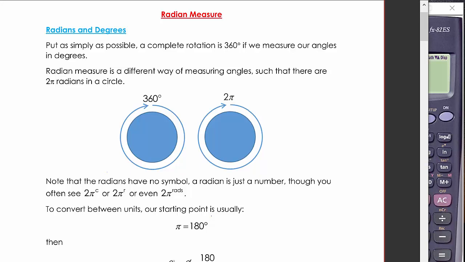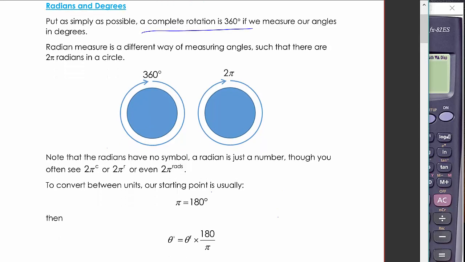Okay, up until this point in your maths, you will have always measured angles in degrees, and a complete rotation in degrees is 360 degrees. We're now going to start looking at measuring them in radians. Now, the radian is a more intrinsically linked unit than a degree is.